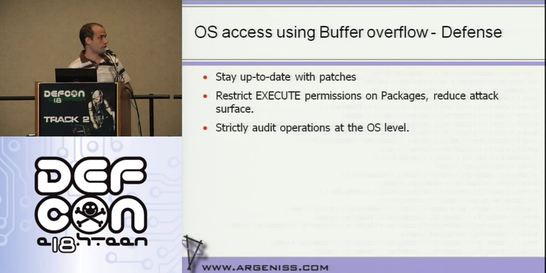Well, to defend from these buffer overflow attacks, Oracle fixes the buffer overflow vulnerabilities that researchers report to them, or the ones that they found internally, with Critical Patch Updates. So we can apply CPUs to be protected from known buffer overflow vulnerabilities. Also, it's important to reduce the attack surface, so we should restrict the execute permissions on packages, because there are a lot of packages with buffer overflow vulnerabilities.